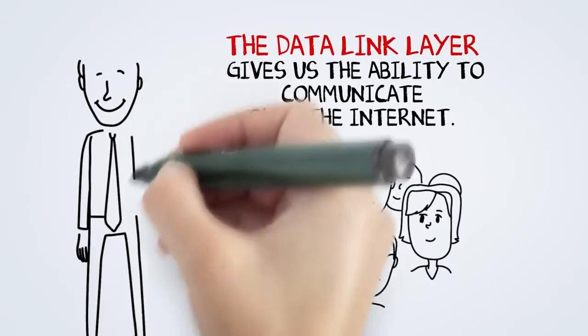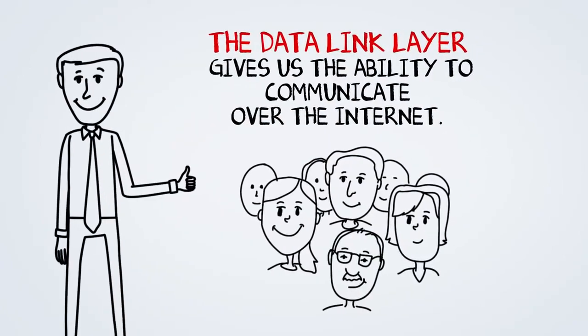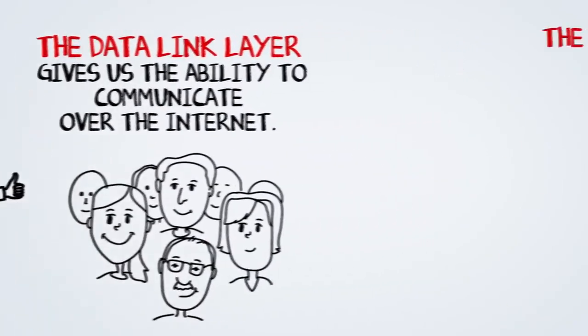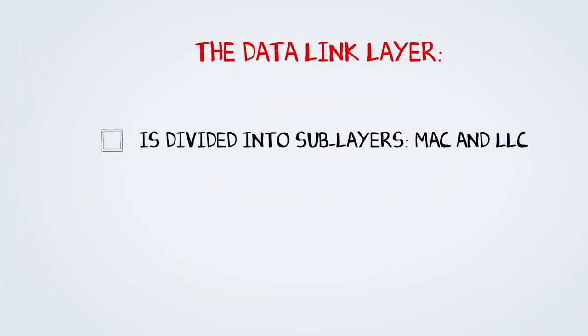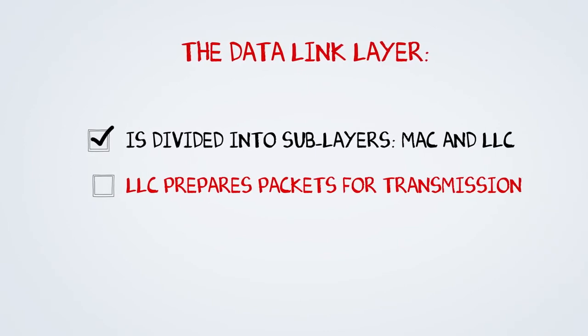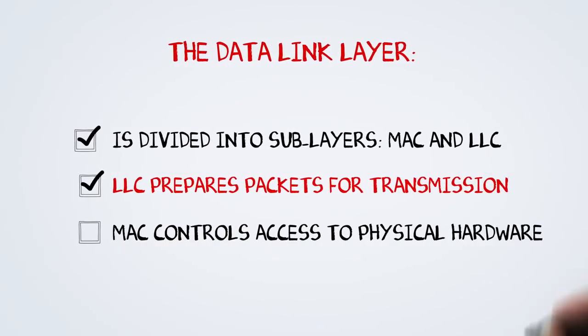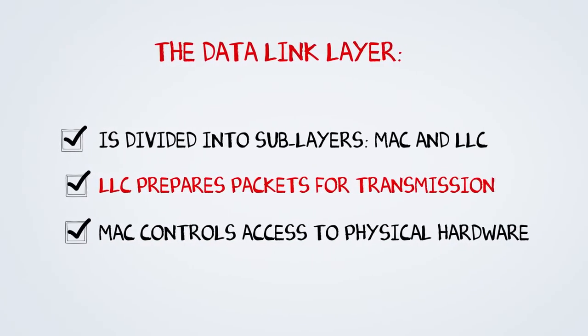As you can see, the data link layer gives us the ability to communicate with one another over the internet. This has been made possible because the data link layer is divided into the media access control and logical link control sublayers. The logical link control sublayer prepares data for transmission, and the media access control sublayer regulates access to the physical hardware that's being used.